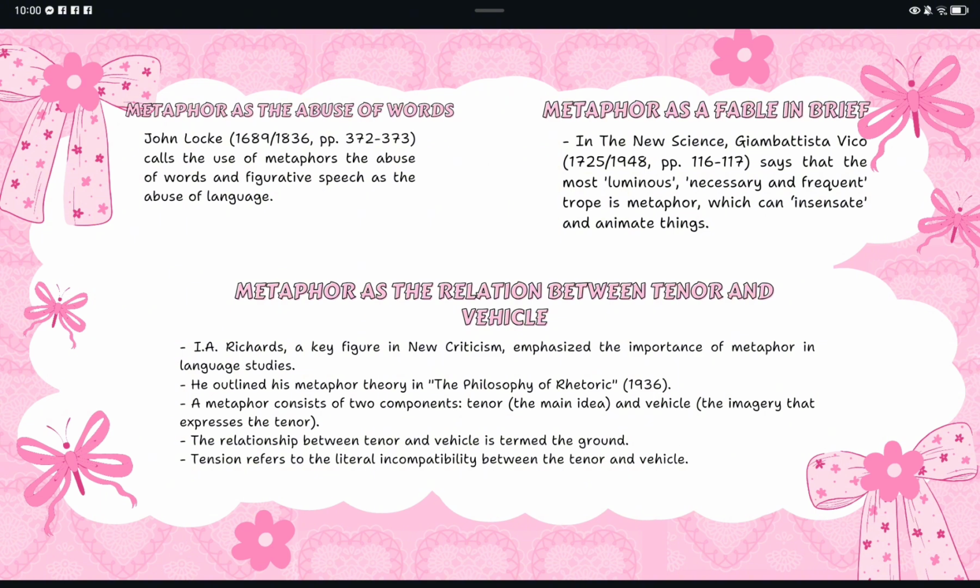So the next one is metaphor as a fable in brief. So in the New Science, Giambattista Vico, 1725 to 1948, says that the most luminous, necessary and frequent trope is metaphor, which can give sense and animate things. So Vico claims that every metaphor is a fable in brief.